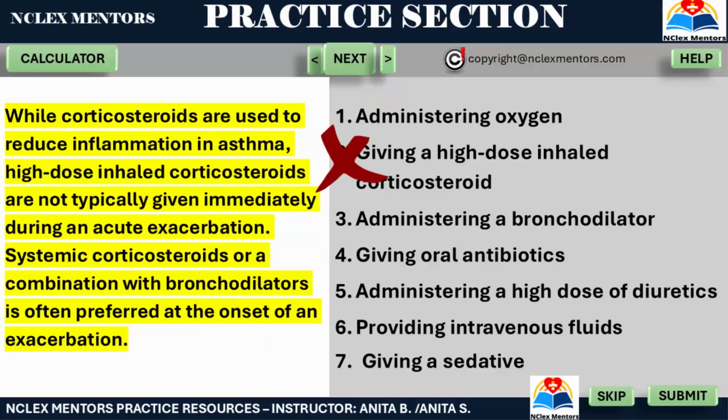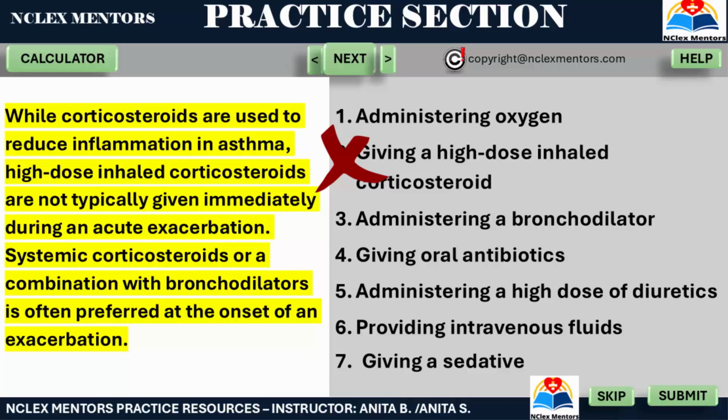Option 2. Giving a high-dose inhaled corticosteroid is incorrect. While corticosteroids are used to reduce inflammation in asthma, high-dose inhaled corticosteroids are not typically given immediately during an acute exacerbation. Systemic corticosteroids, or a combination with bronchodilators, is often preferred at the onset of an exacerbation.